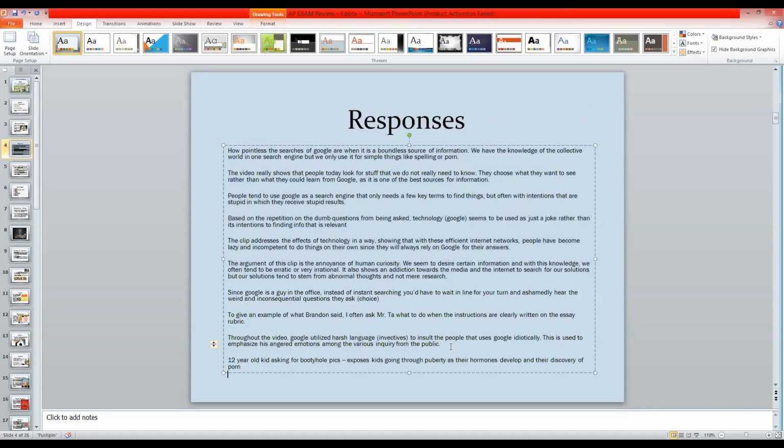So 12-year-old kid asking for booty hole pics, exposing kids going through puberty as their hormones develop into their discovery of porn. Absolutely. This is again a stereotype, a generalization, but it's kind of true. Kids look this stuff up. It's something of their maturing curiosity.